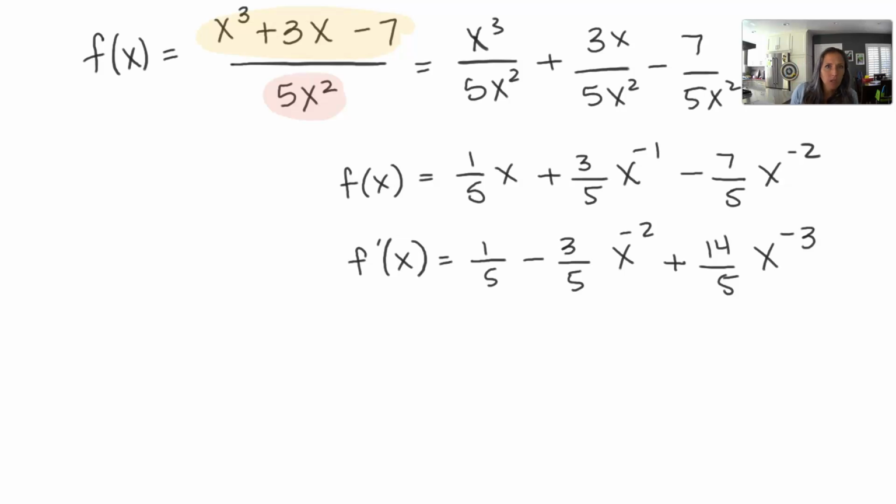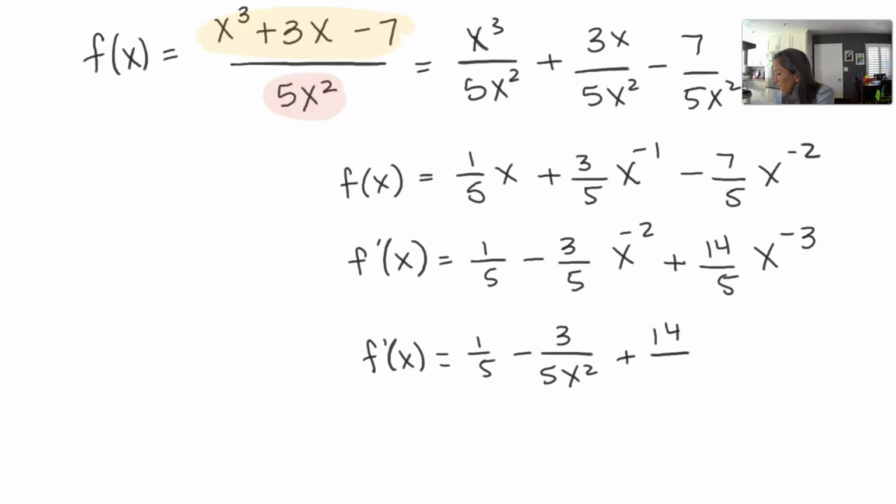And then if you want to be cute, sure, you could even go ahead and rewrite this with f prime of x is equal to, we could get rid of all those negative exponents, right? So we could rewrite this in this format if that makes you happy.